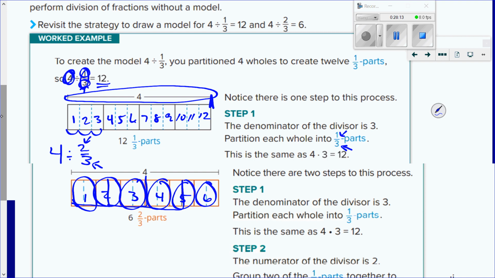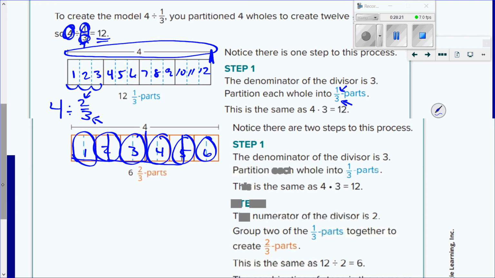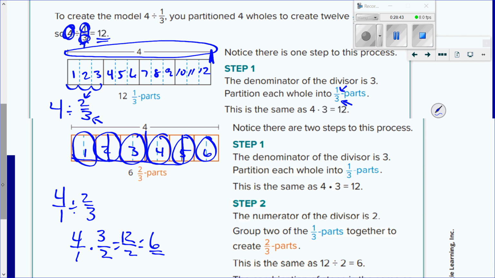Now you don't look as convinced. You are? Okay? And again, guys, I'm being honest with you. I'm not a huge models fan. I don't know who in here this is going to help. I'm hoping it's someone. But for me, I see 4 divided by 2/3. I just say, okay, make it into improper fractions. And then I multiply by the reciprocal. That gives me 12 over 2 or 6. I would rather just do the math.